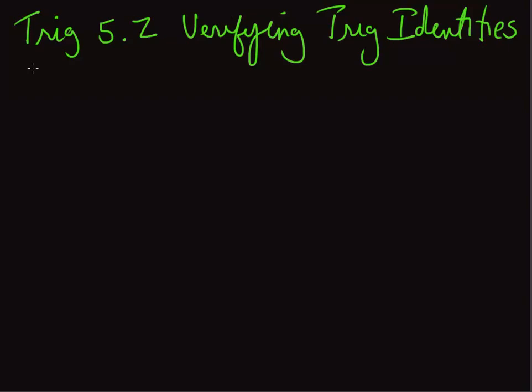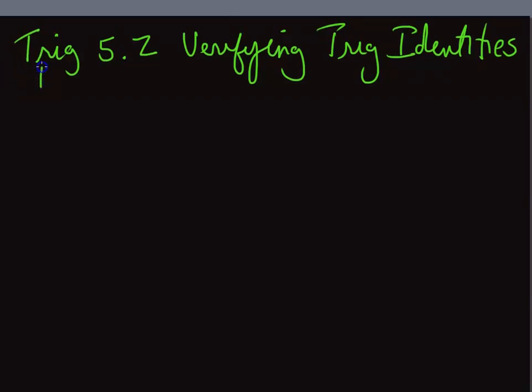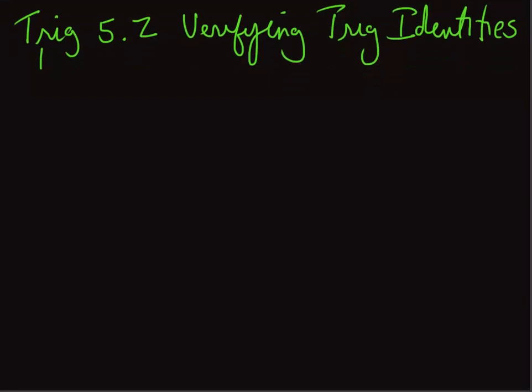Now we're going to have rules for verifying identities. You could have different rules, but these are the ones we're going to use. Rule number 1. Can only work on one side.